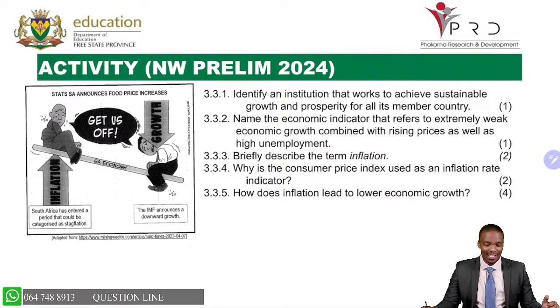With that in mind, there's an activity that is taken from the prelim paper, Northwest 2024. May we please take about 5 minutes to do this activity, and that 5 minutes starts now.